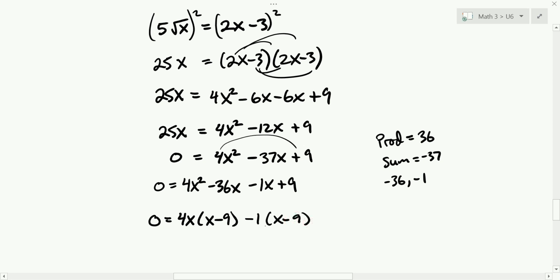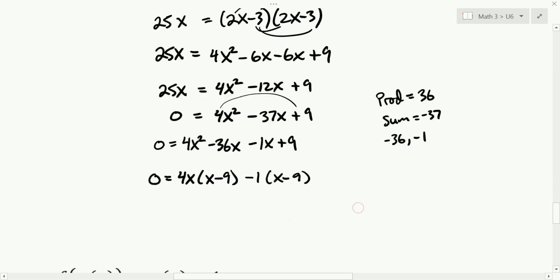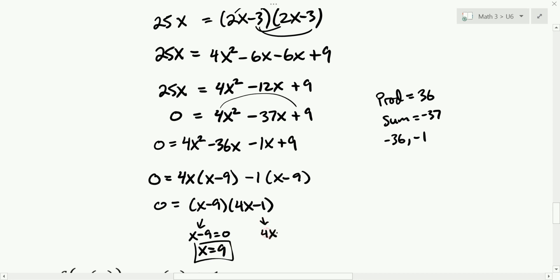And both terms now are split. Now we have 2 terms. Both have a factor of x minus 9, so we can factor the x minus 9 out, and we're left with 4x minus 1. Finally, it's factored. So we can solve now. X equals 9, and x equals 1/4.